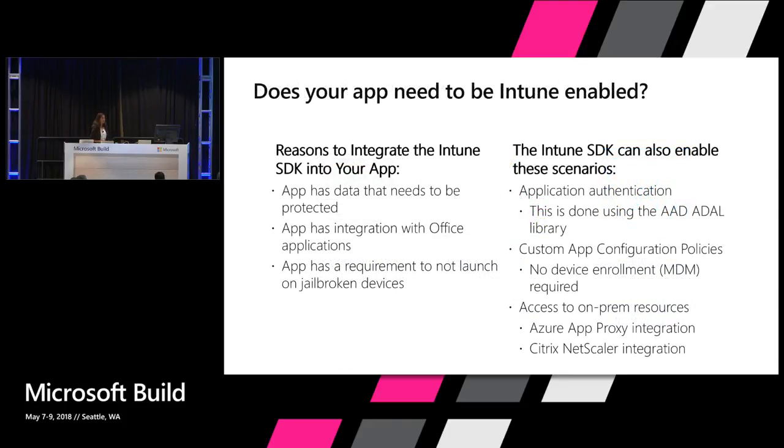So why would your app need to be Intune enabled? I mentioned this a little bit, just hoping this slide will simplify and clarify things. Your app has data that needs to be protected, your app has integration with Office applications, and your app has a requirement not to launch on jailbroken devices. So what we do is there's a couple of settings, such as detecting whether or not the device that the app is being launched on is rooted or jailbroken, requiring a specific minimum OS version, minimum Android patch version, or minimum app version itself before you can launch the app with that corporate identity that it's tied to.